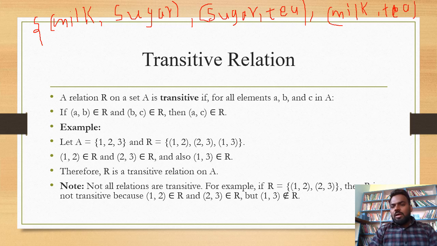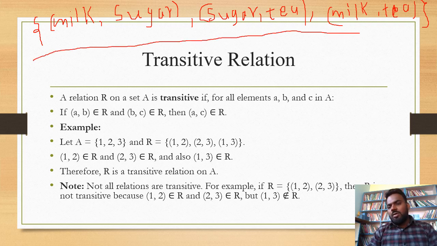So this we can say is a transitive relation. Milk, sugar is one ordered pair, another is sugar, tea, and the last one is milk, tea. I have given this example to make you understand. So this is called a transitive relation. Sugar and tea is one pair, whereas milk and tea is the last one. So let's understand from this definition.